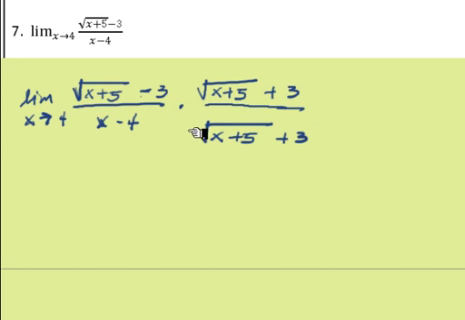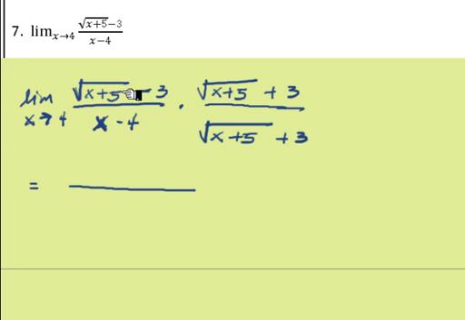Now in order to get an equivalent expression, we have to multiply numerator and denominator by the same expression. So we multiply numerator and denominator by the conjugate. All right, so let's do that. What we're hoping is that an x minus 4 will appear in the numerator.